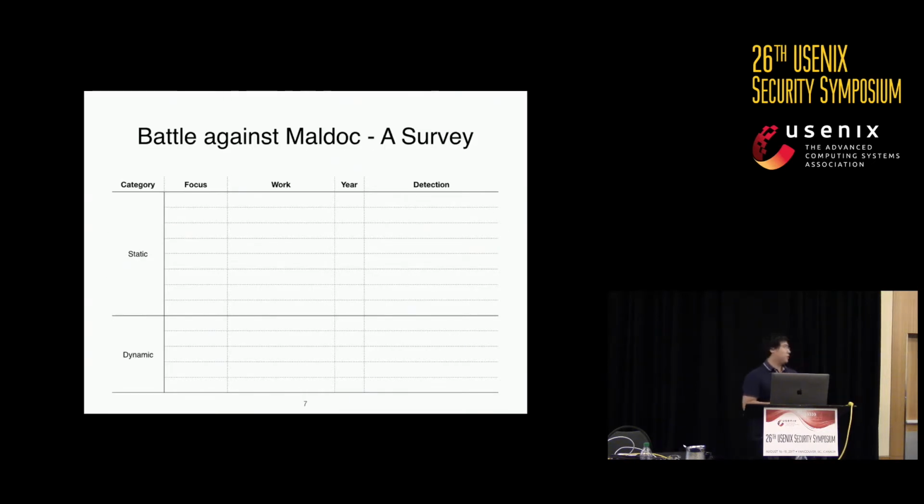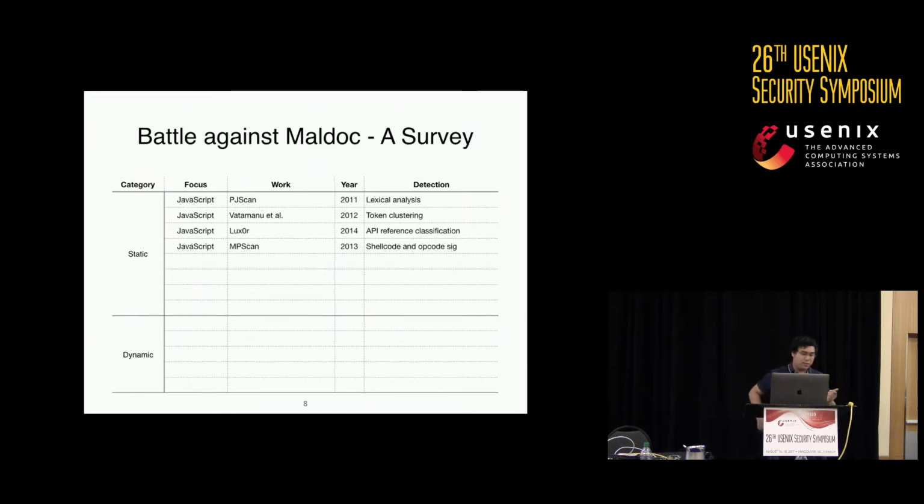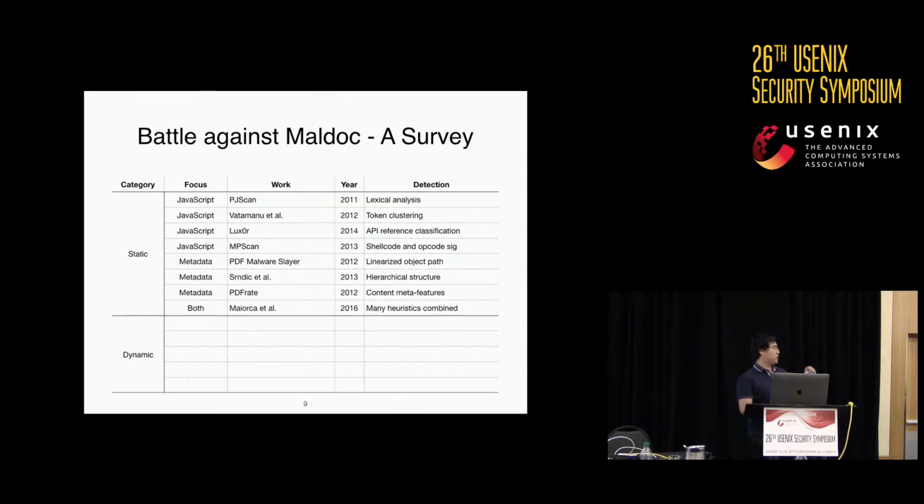We're all aware of this, and there's a battle against maldocs. Like all malware detection mechanisms, they can generally be classified into static and dynamic methods. For static ones, a large number of works focus on the JavaScript elements of PDF files, and the other half focus on the structure of the PDF files, like how many elements there are and how they're organized within the PDF.